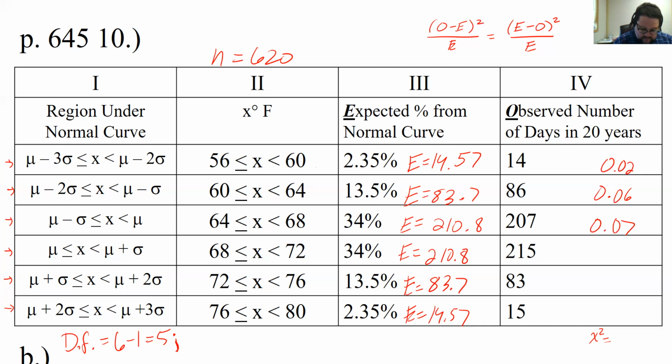210.8. That is 0.08. And then 83.7 minus 83 squared divided by 83.7. So that's, at 2 decimal places, 0.01. So 14.